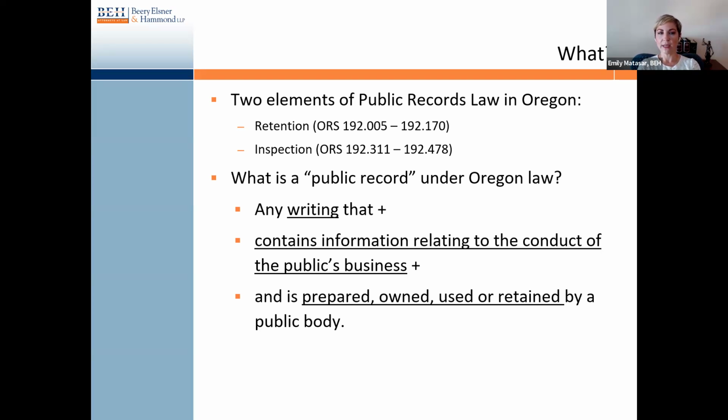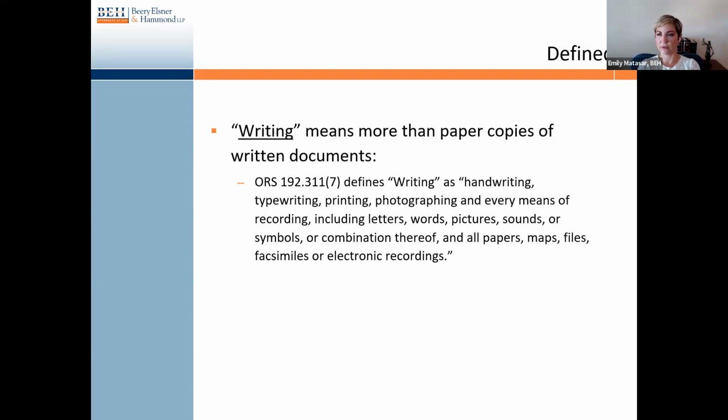Okay, so what is a public record under Oregon law? It essentially has three elements. It's any writing that contains information related to the conduct of the public's business that is prepared, owned, used, or retained by a public body. So we're going to go through each of those elements here.